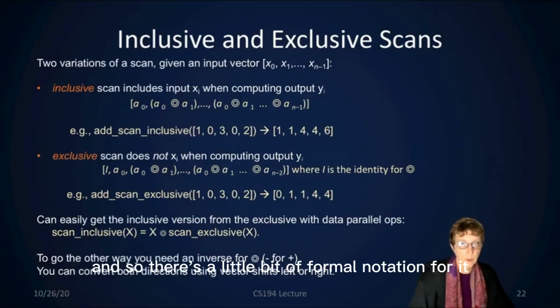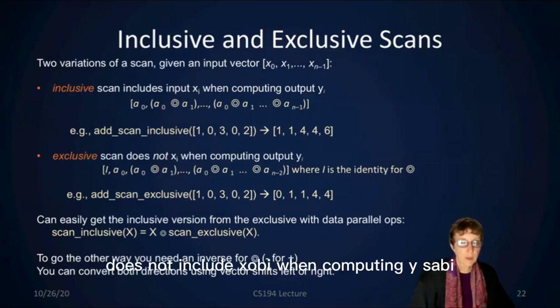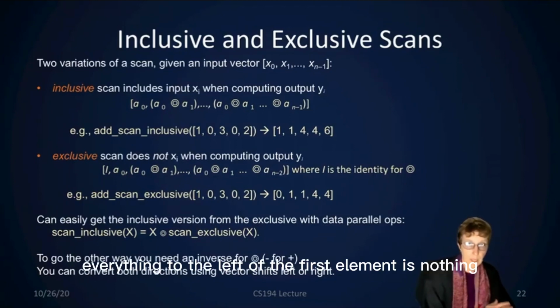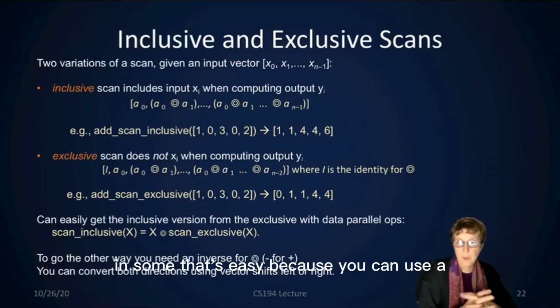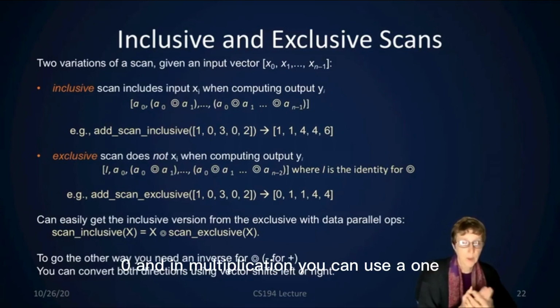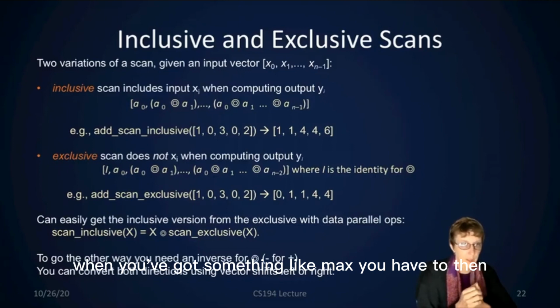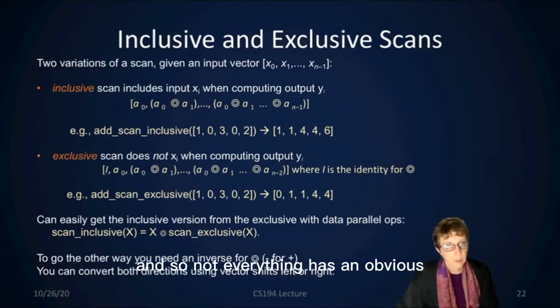And so there's a little bit of formal notation for it. This is for any associative operator, this double circle thing. An exclusive scan does not include x sub i when computing y sub i. So it has to have some identity value, because everything to the left of the first element is nothing. And so there has to be some identity element. For example, in sum, that's easy because you can use a 0, and in multiplication, you can use a 1. When you've got something like max, you have to then come up with the smallest possible value or something. And so not everything has an obvious identity.